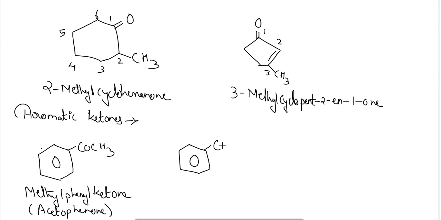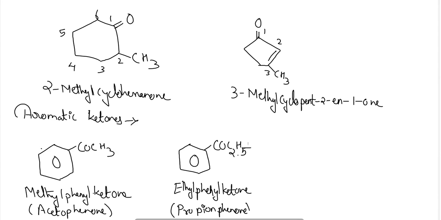Ketone C2H5. Okay, the ketone group is containing what? C2H5 here. So the name of this compound will become ethyl phenyl ketone. Ethyl phenyl ketone or propiophenone. Propiophenone.